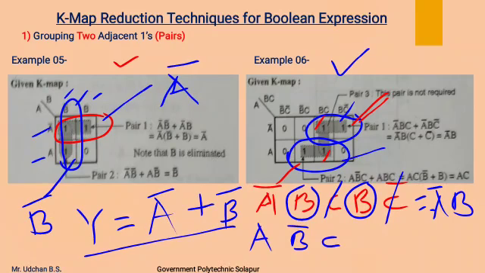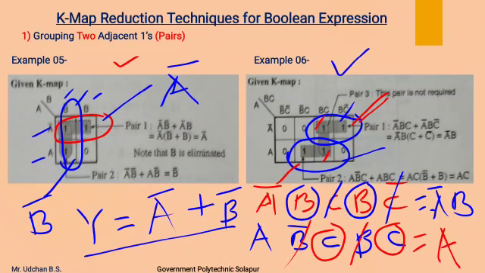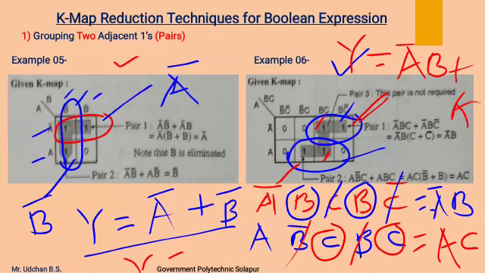Now the terms related to this second pair are A, B bar, C and B, C. Now out of this, B bar gets cancelled. This C and this C will give you only one C. So the term will be AC. So the resultant equation for this K-map is Y is equal to A bar B plus AC.